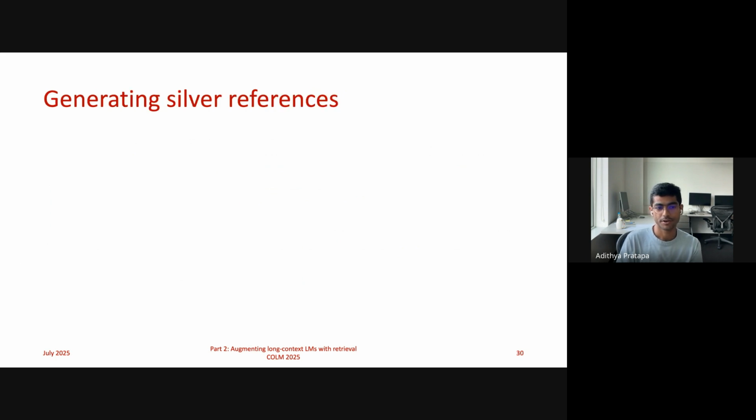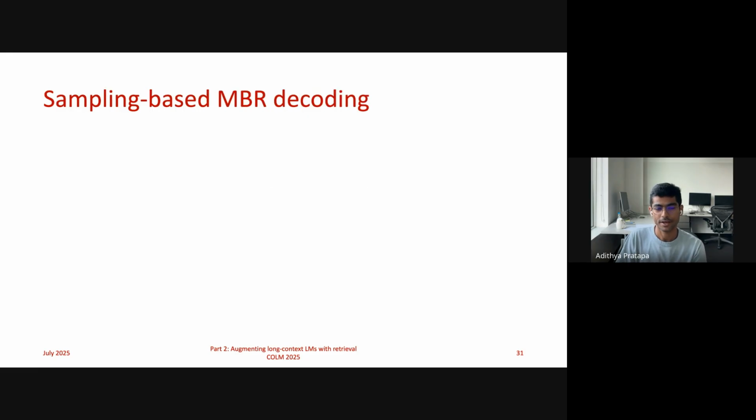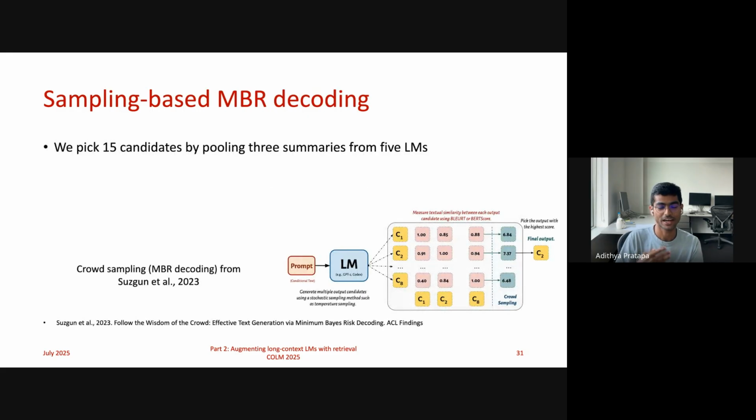And for generating silver references, we sample 25% of the data. We collect 3 summaries for each LLM from our panel. And then we use MBR decoding to pick the top silver references. So we sample more than necessary, and then we identify the top 3 most important ones. The reason we do MBR decoding is we can't just rely on one single model's references. We want to remove any outliers and pick the most frequent summary.